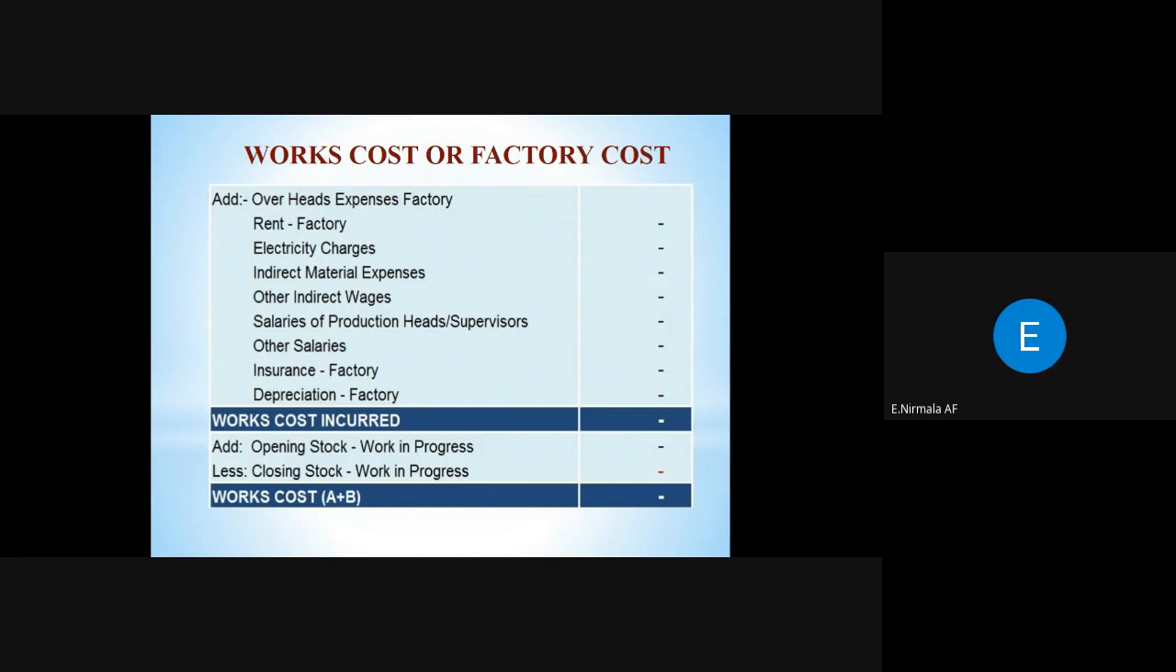From this work cost incurred, we must add opening stock of work in progress, and then we have to deduct closing stock of work in progress. Then we will get work cost. Now next slide.